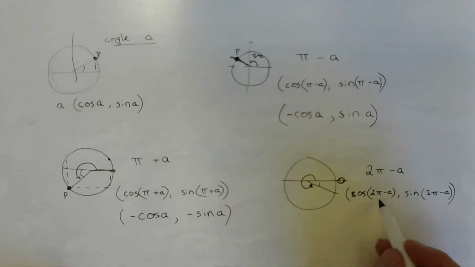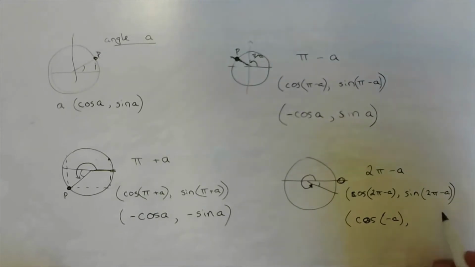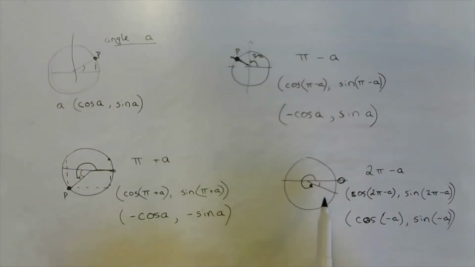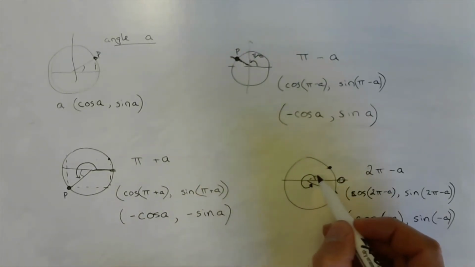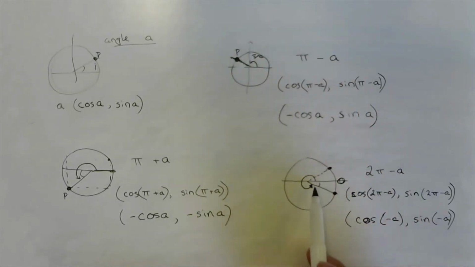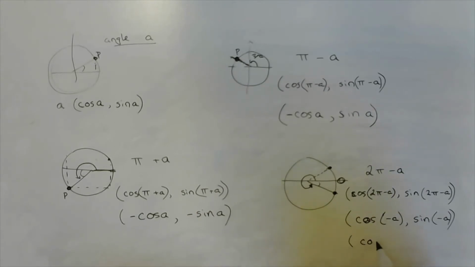So 2 pi can be subbed out for 0, which means that in your next line you can write the cosine of simply negative a, and you have the sine, and here's your y-coordinate, of negative a. And now these we can simplify again with respect to this reference angle in quadrant 1. You can see that the cosine is equivalent, the value. So the cos of negative a is actually the same as the cos of positive a. And the sine of negative a is actually the same as negative the sine of a.